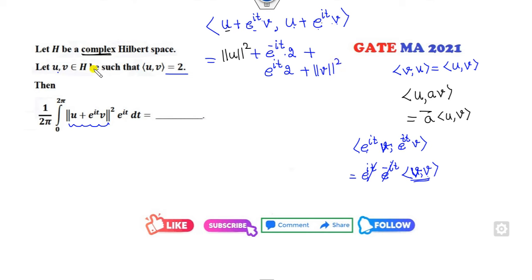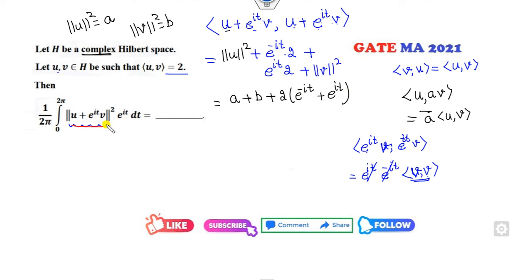What is the norm of U? It is not given. So I assume the norm of U is say a, and the norm of V is b. So this expression will be a plus b plus 2 times e raised to power minus iota t plus e raised to power iota t. That's over. I can substitute here and then integrate from 0 to 2 pi, multiply by e raised to power iota t plus 2 times 1 e raised to power 2 iota t.